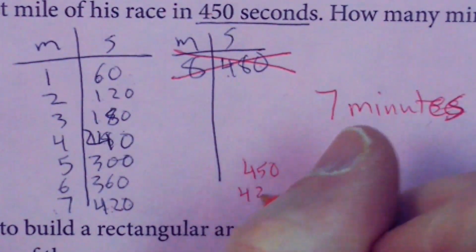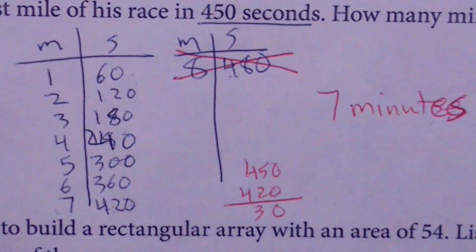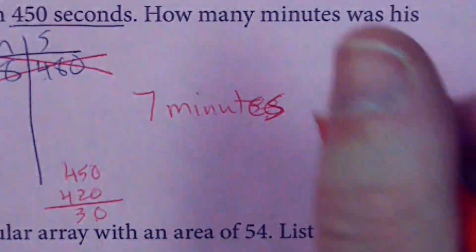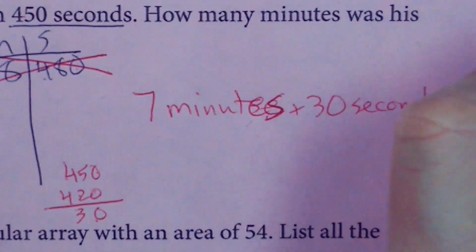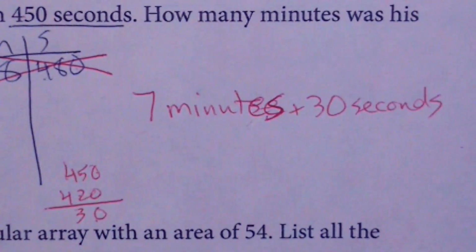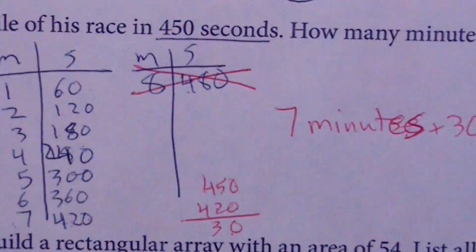450 minus 420. 0 minus 0. 5 minus 2. 4 minus 4. We've got a 30-second difference. So this would be 7 minutes and 30 seconds. So a ratio table works pretty well if you're converting seconds to minutes.